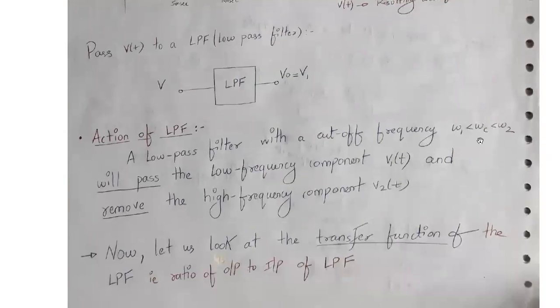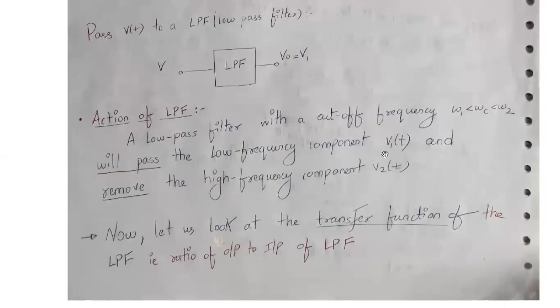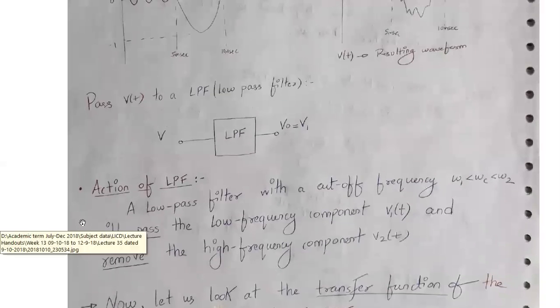Between omega 1 and omega 2, it will pass the low frequency component, which consists of V1 of t, and it will remove the high frequency component. That is what it will do.